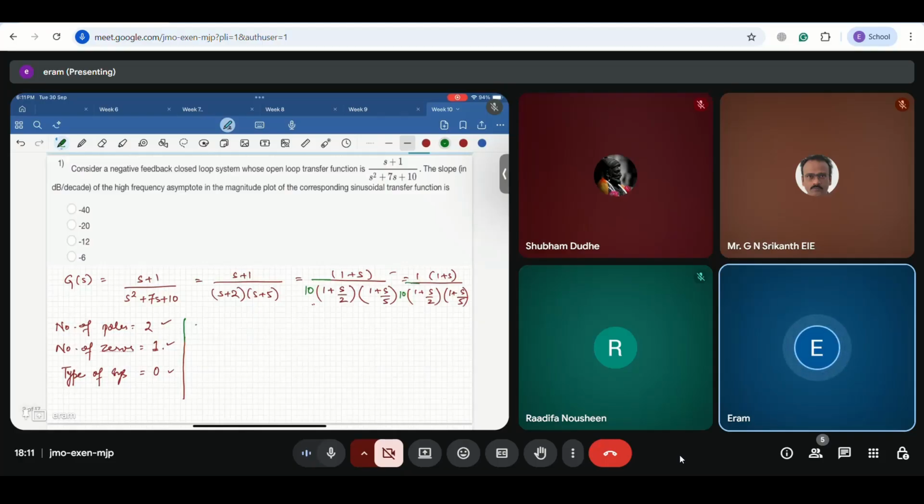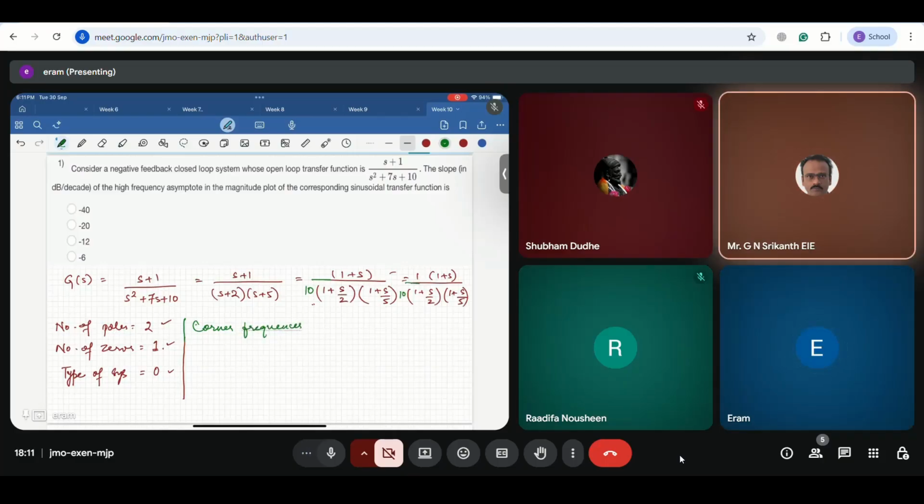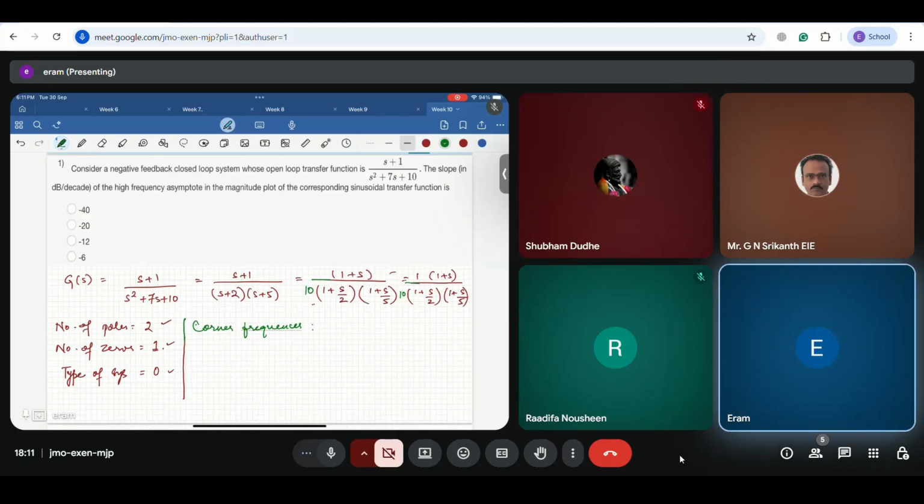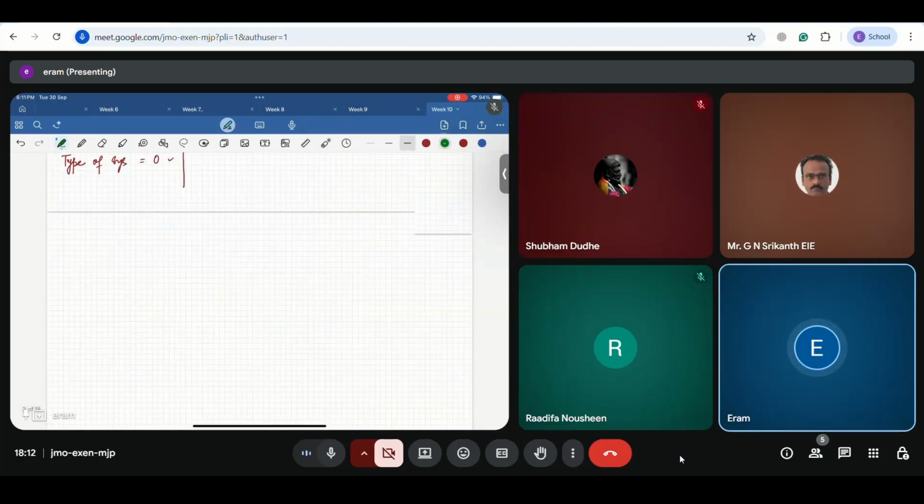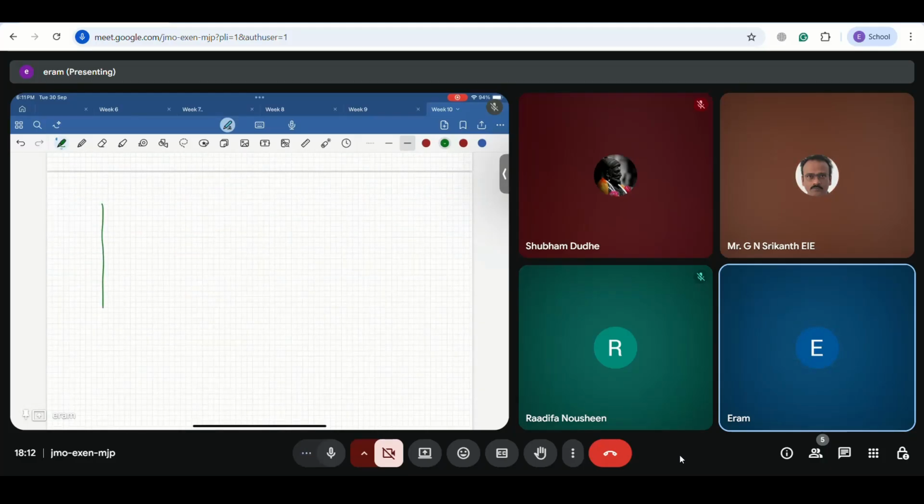So what are the corner frequencies? Corner frequencies are 1 by T. T here is 1, 1 by 2 and 1 by 5. So the corner frequencies will be 1, 2 and 5, right? Now since we have everything in our hand, let's draw the Bode plot.